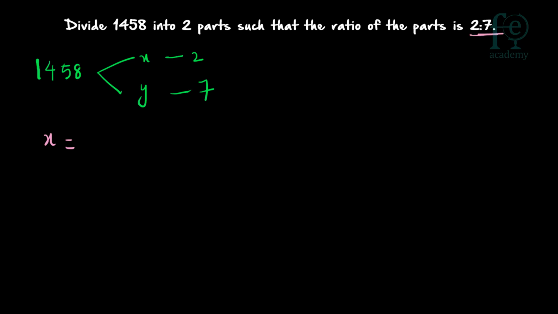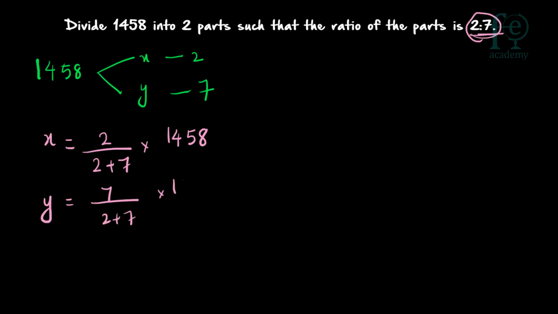So your x will be equal to 2 divided by 2 plus 7. Your ratio is 2:7. So your x will be equal to 2 divided by 2 plus 7 into 1458. So this is how you will be dividing 1458 into two parts, so that the ratio of the parts will be equal to 2:7. Your x will be equal to 2 divided by 2 plus 7 into 1458. And what about your y? Y will be equal to 7 divided by 2 plus 7 into 1458.